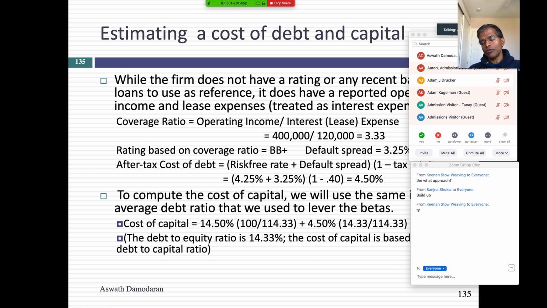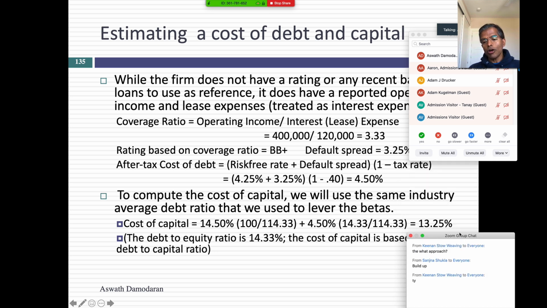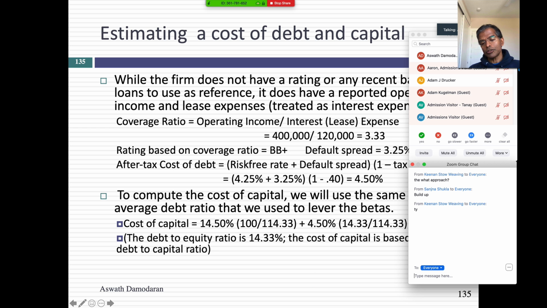Remember, it's $14.33 of debt for every $100 of equity. So there's my debt to cap ratio. So my overall cost of capital that I'm getting for this restaurant is about 13.25%. Much higher than it would have been if they'd been a publicly traded restaurant. But that's one of the penalties you face when the buyer is not diversified. They're going to demand a higher cost of equity. Okay.